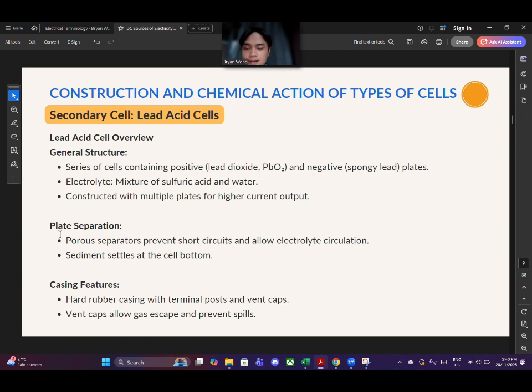Next, plate separation. Porous separators prevent short circuits and allow electrolyte circulation. The sediment settles at the cell bottom. The casing features state a hard rubber casing with terminal posts and vent caps. The vent caps allow gas escape and prevent spills. So this is the casing feature for a lead acid cell.